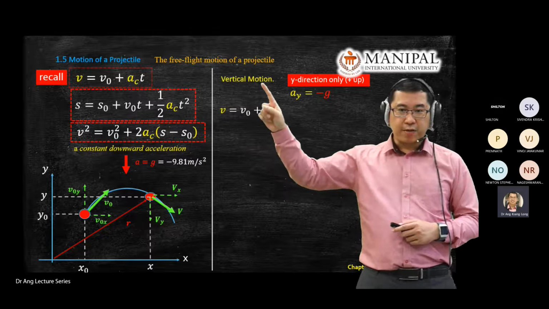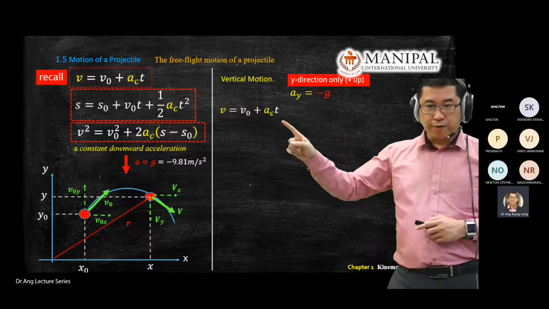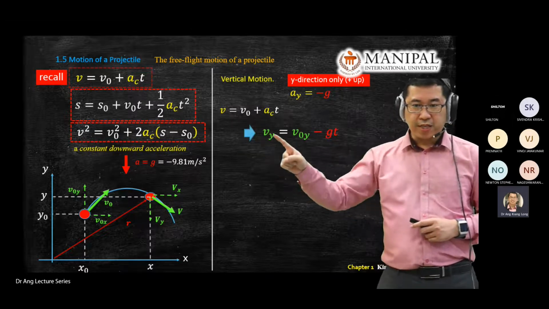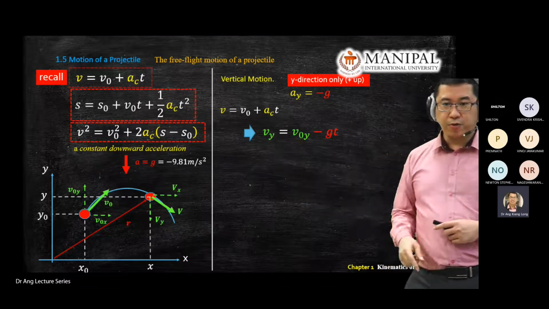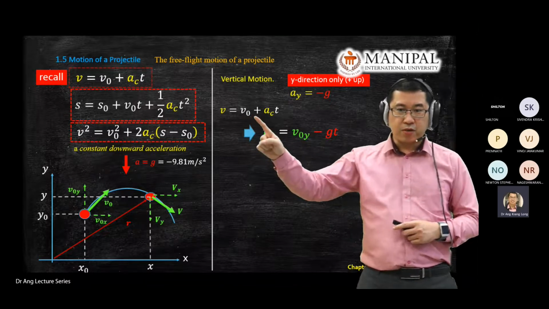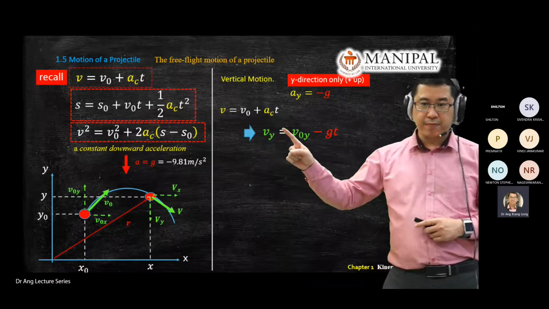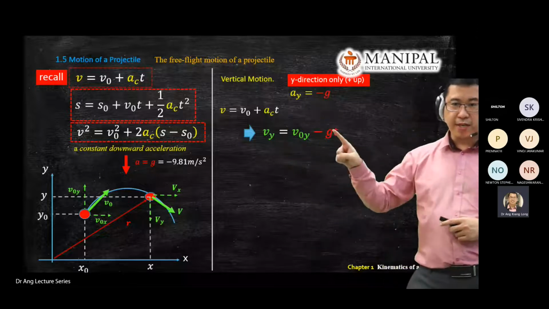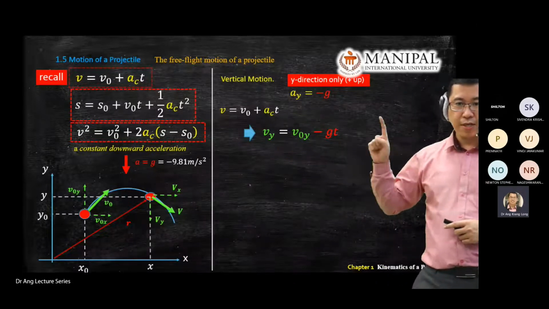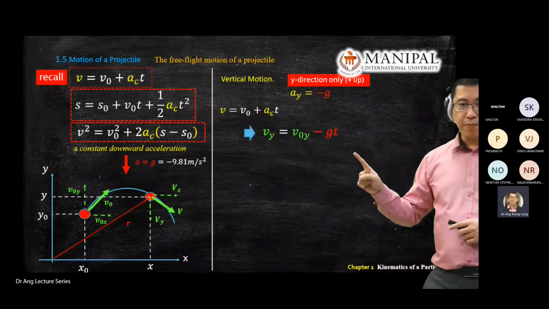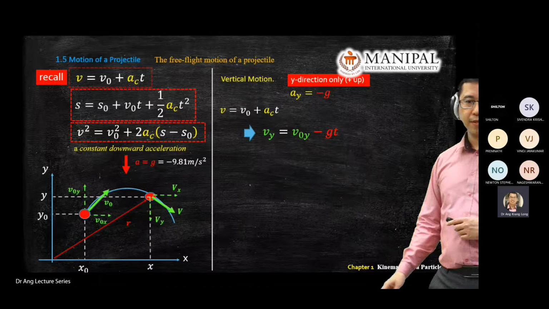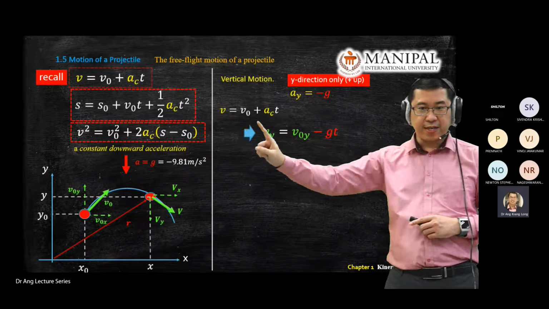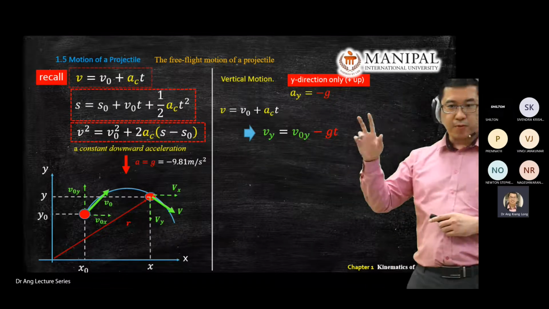You only look at vertical motion, or y direction. You modify accordingly. V becomes V sub y because you only look at vertical motion. V naught or V0, you only look at the y direction. AC, constant acceleration going down, so you get negative G. Time, copy. You get the first equation for projectile vertical motion. You do the same for the second one and the third one, same logic as what you derived just now.